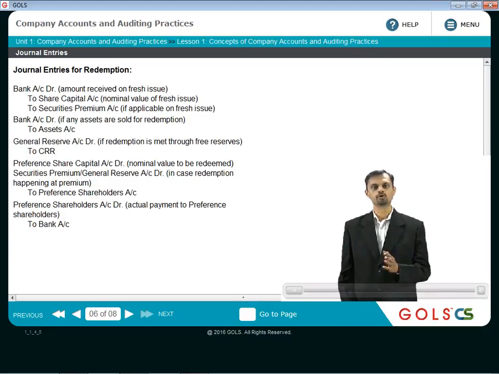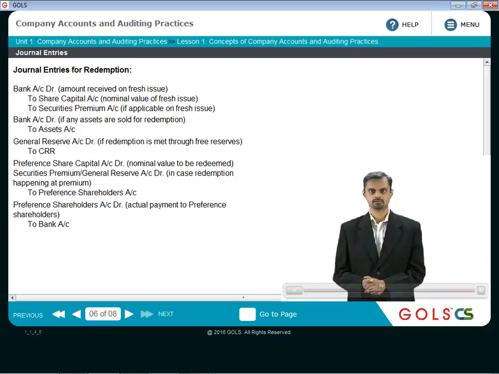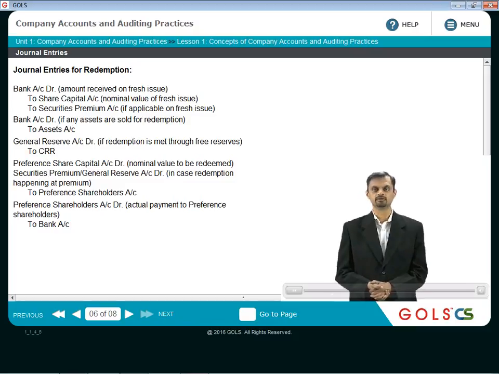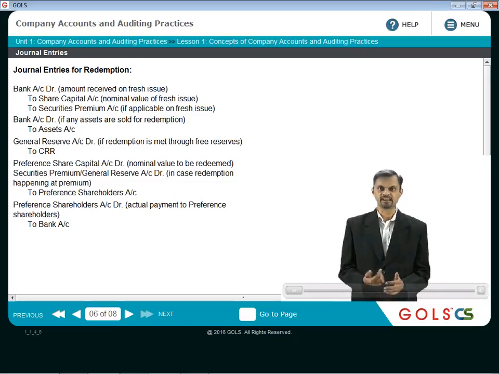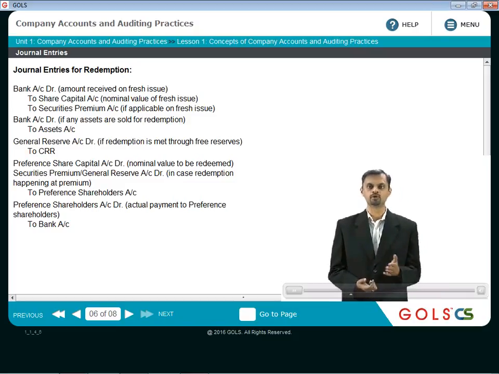Now we also talked about redemption of preference shares. So let us see again, the entries for the redemption of preference shares. Suppose the company is issuing fresh shares for the purpose of redemption, then the entry will be, company is receiving money, so bank account debit to share capital, to securities premium account if the issue is happening at a premium. So company may sell assets also to raise the funds, so bank account debit to assets account.